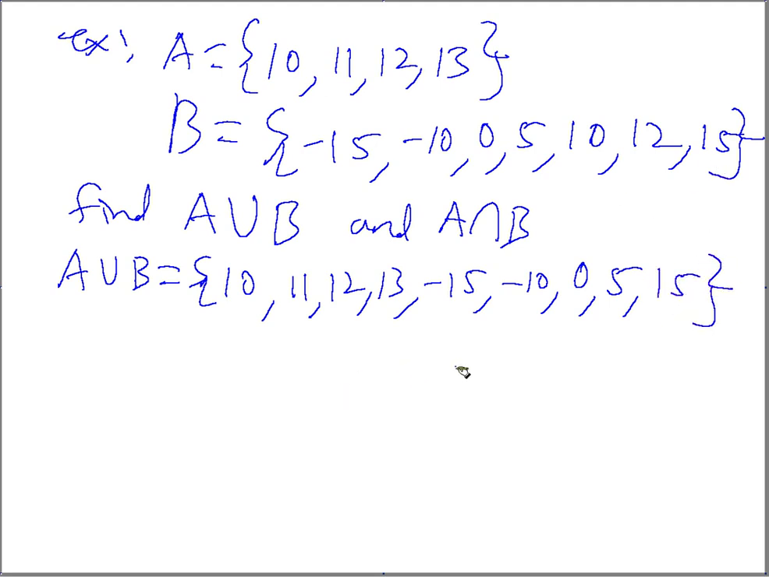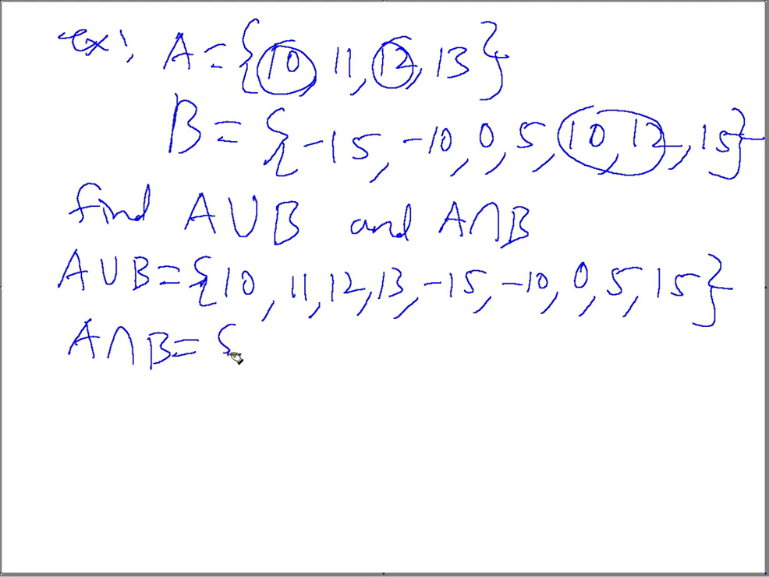But as you might suspect, the intersection is going to be what? 10 and 12. Can we see that? So in other words, the intersection between these two sets, what do they have in common? Just 10 and 12. All right, does that make sense? Can we see that? So that's how we find the union and intersection between these two sets. Let's go and try another one.